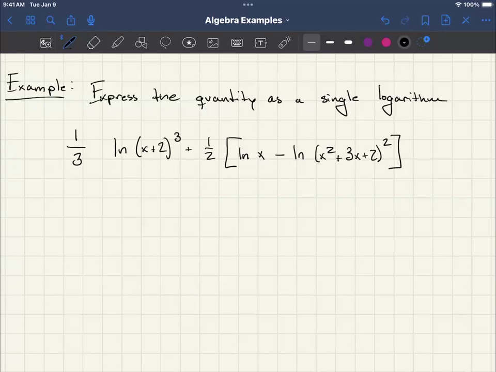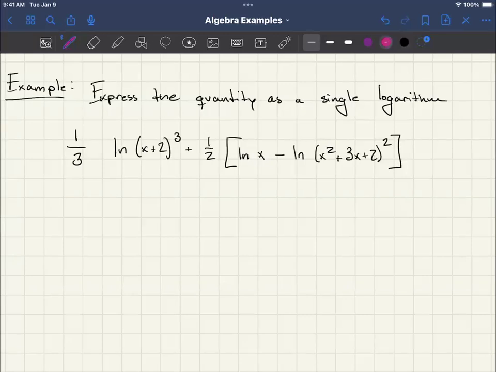Today we're going to look at a problem where we are simplifying a quantity to express a single logarithm. This one is going to have a lot of stuff that we're going to use. We're going to use all the rules for logarithms. And let's remember what those are before we even get started.